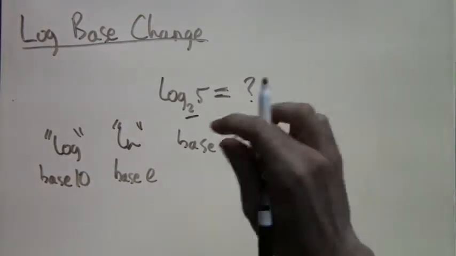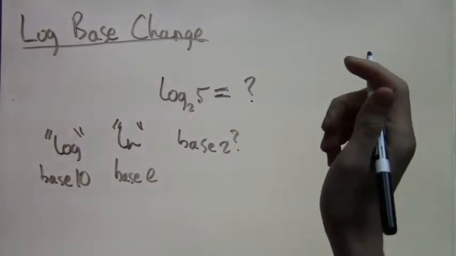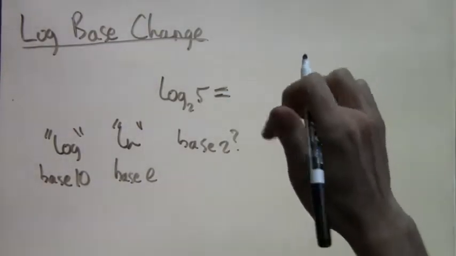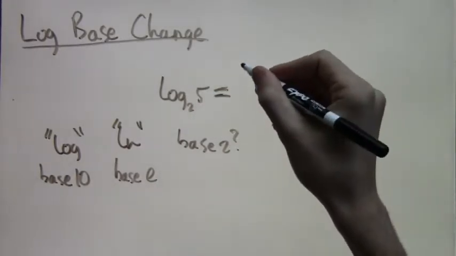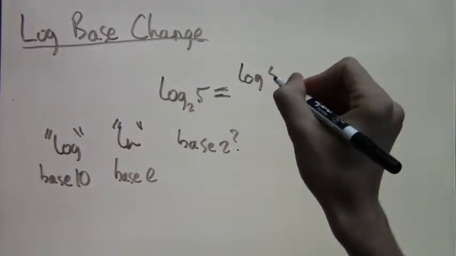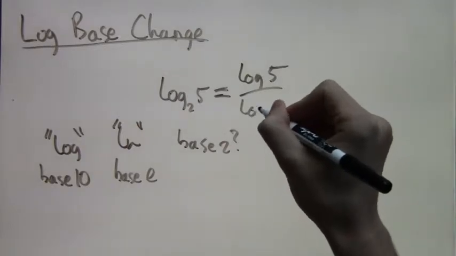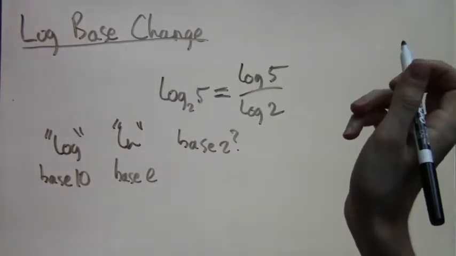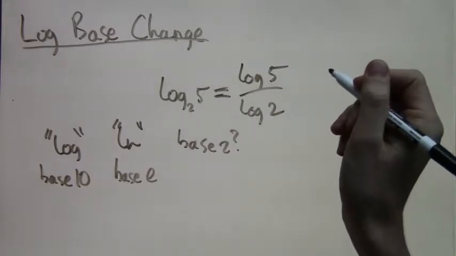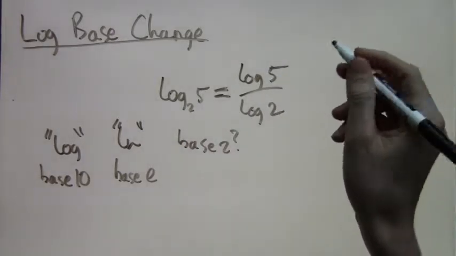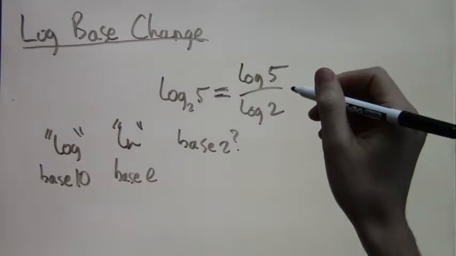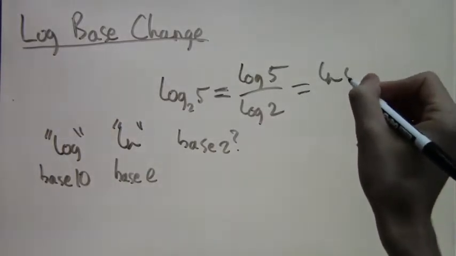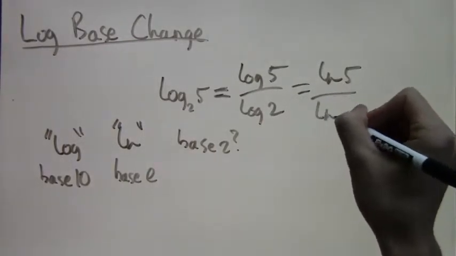There's a way to calculate log base 2 of 5 in terms of log base 10 of something else. I'll show you what I mean. Log base 2 of 5 is equal to log of 5 over log of 2. So we take the logarithm of the same argument, 5, and then we divide it by the logarithm of the old base. We can do the same thing for the natural log.